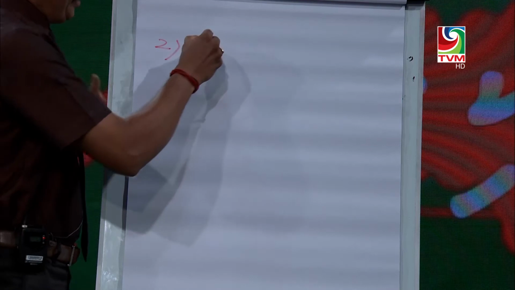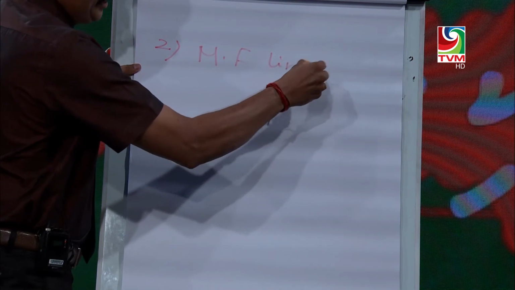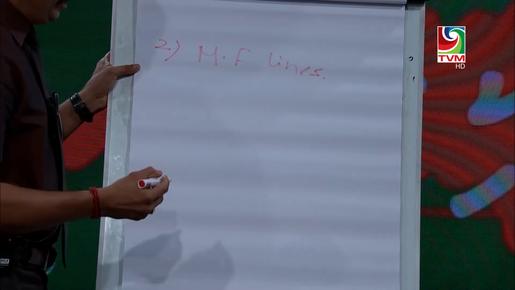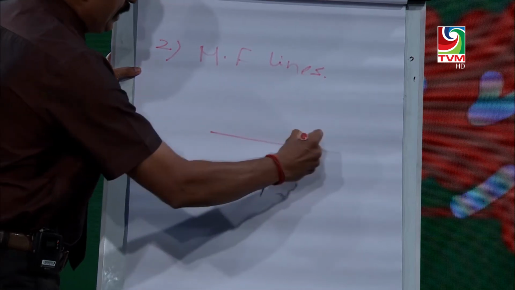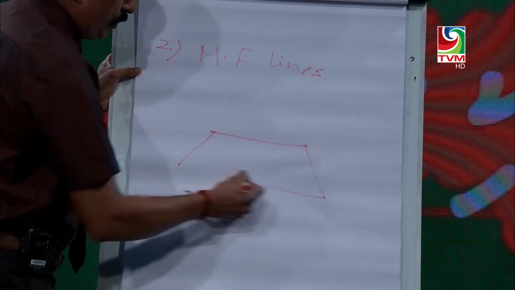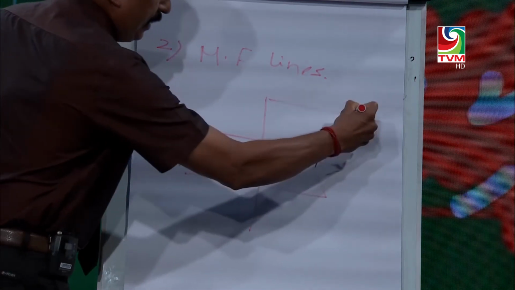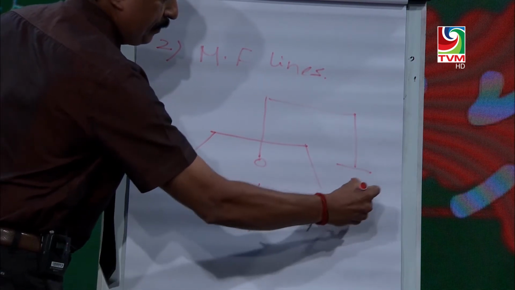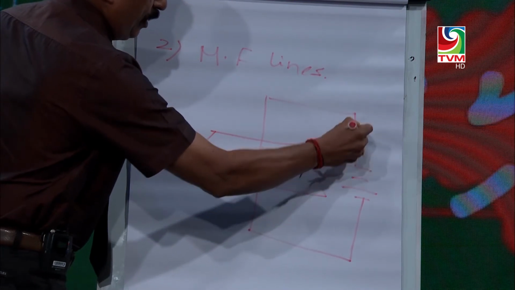The second one is to find the direction of the magnetic field lines. The second application of the right-hand grip rule is to find the direction of magnetic field lines. Say for example, if current passes through a conductor, there are symbols like this. Say this is a cardboard, here is a hole, you are inserting a conductor. And there is a battery here, and a switch is placed here. Now the switch is closed.